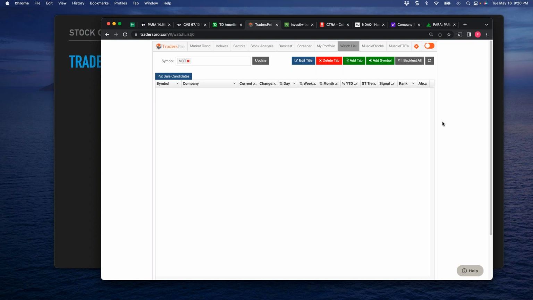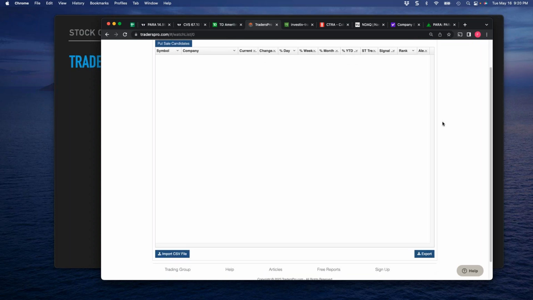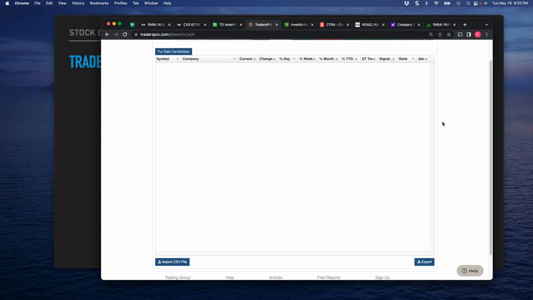Now I need to put in some stocks. I need to actually create my list. Now, if you've got a list of stocks that maybe you've been following on a spreadsheet, you can import them here, clicking the Import CSV file.